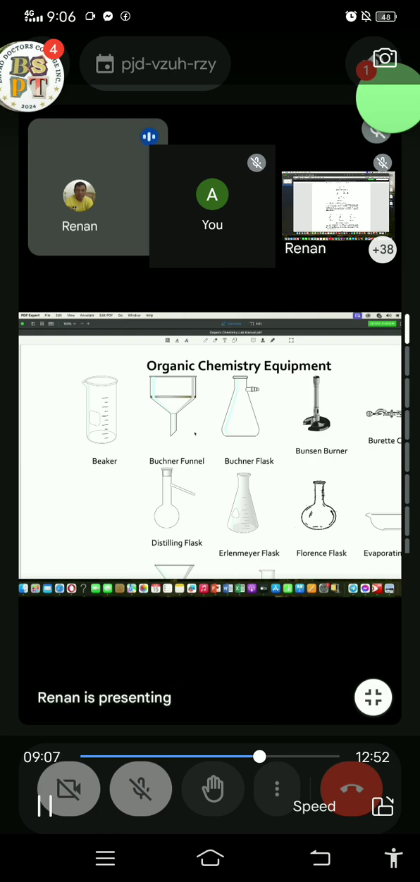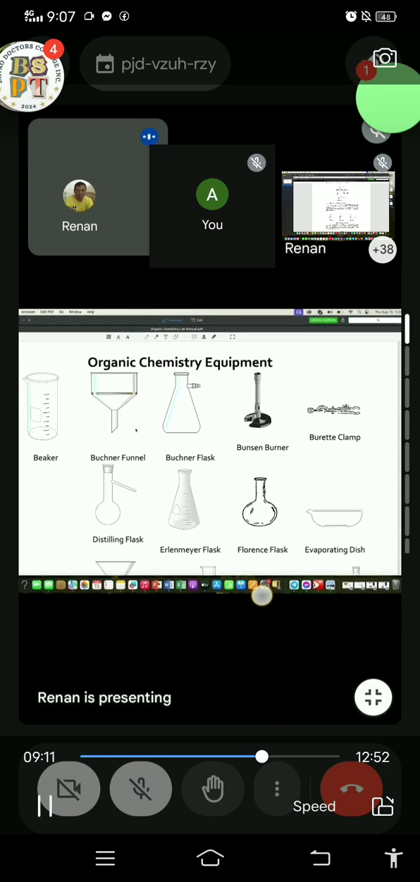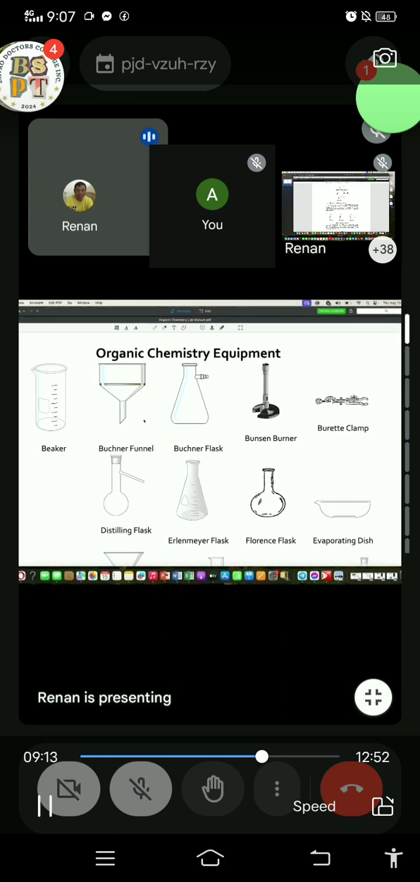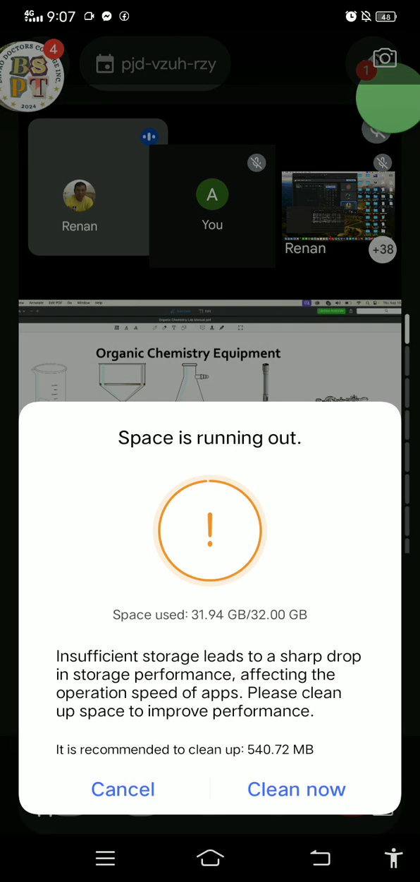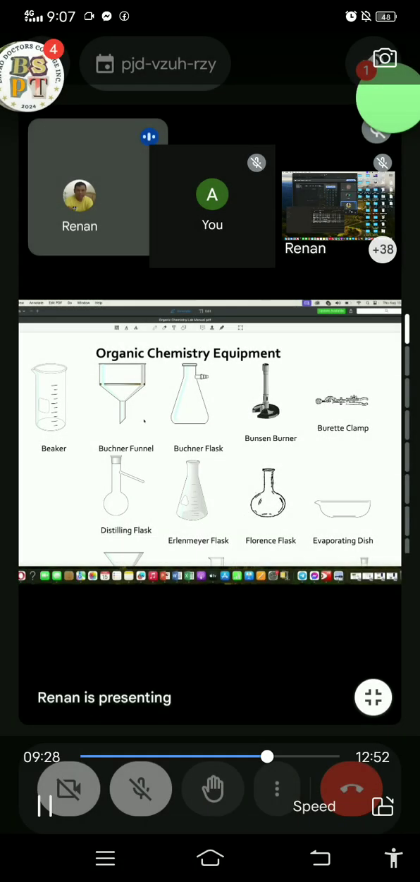Put the image side by side with the name, like the picture of the beaker first, and then below is beaker. You will also describe what a beaker is, even though the picture is already seen. You will tell what the beaker is for in organic chemistry experiments. What are the purposes of the beaker? In other words, why are we having beakers?